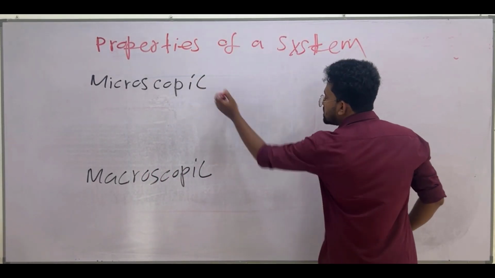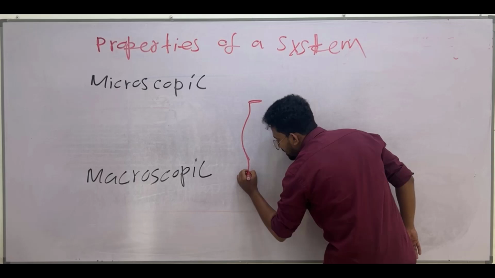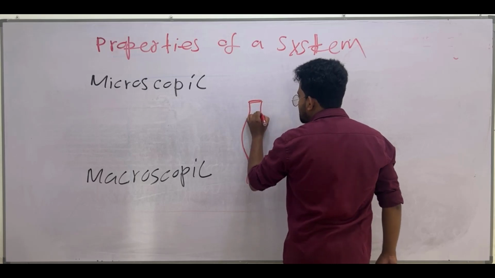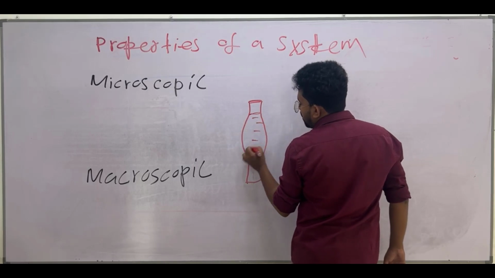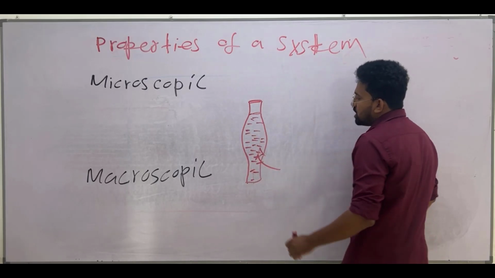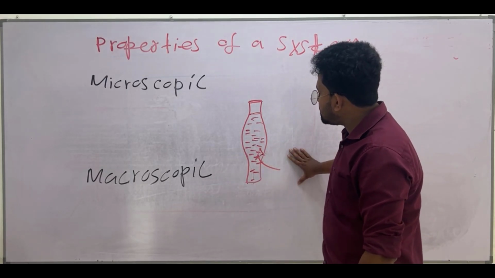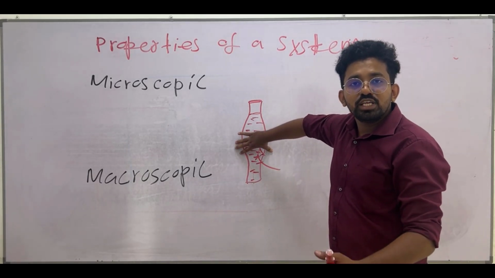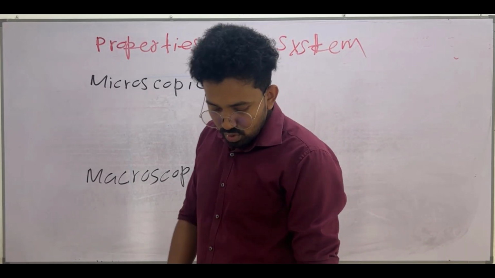If we consider a system like the previous one, a flavored drink bottle, what can we tell about the system? The macroscopic properties are the color of the system, and the amount. And when we touch it, we can tell the temperature of the system. That is also a macroscopic property. So those are macroscopic properties.